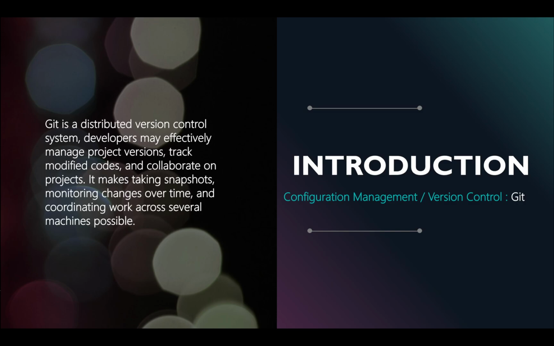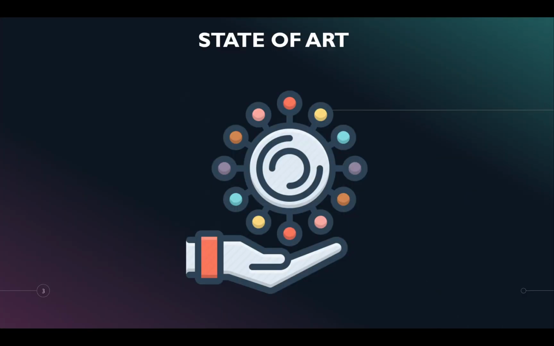Git is a distributed version control system. Developers may effectively manage project versions, track modified code, and collaborate on projects. It makes taking snapshots, monitoring changes over time, and coordinating work across several machines possible. Key features of Git include the following.